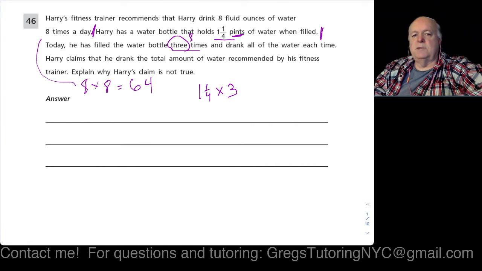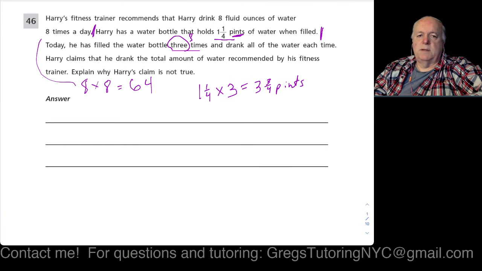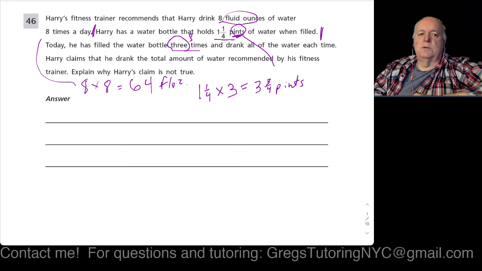Sometimes that can fly past kids, and they're going to think that Harry only used 1 1/4 pint. However, he did it 3 times. So you all should know that that's 3 3/4 altogether. So this is pints because this originally was pints here, right? Okay, this is fluid ounces, because they told us that over here. So we probably had a unit conversion issue that we're going to have to be concerned about.